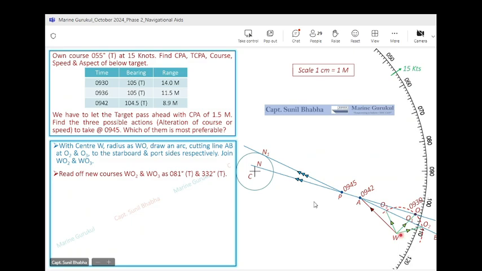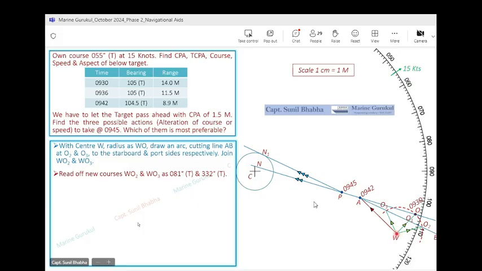So when we measure these courses, course WO2 comes as 081 degrees true. This is the first course alteration option to us. And WO3 comes to be 332 degrees true. This is the second course alteration which is available to us.